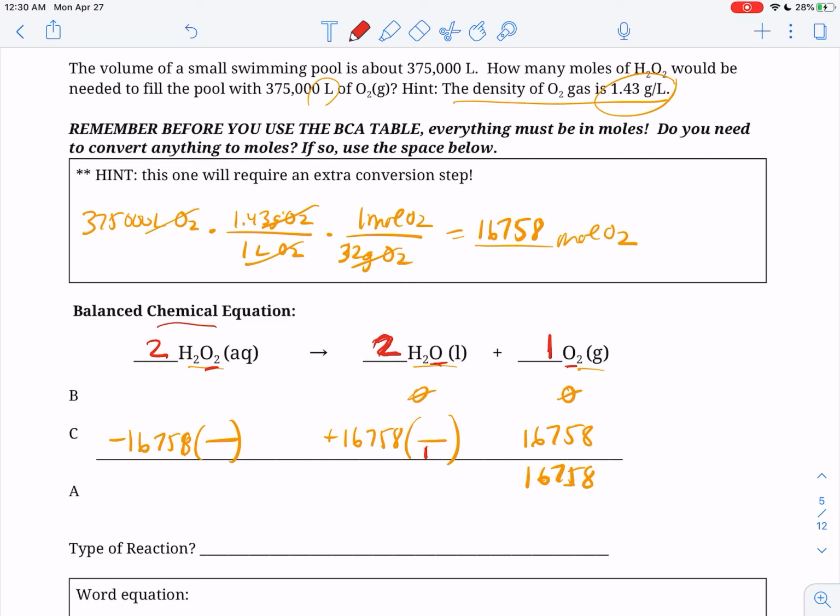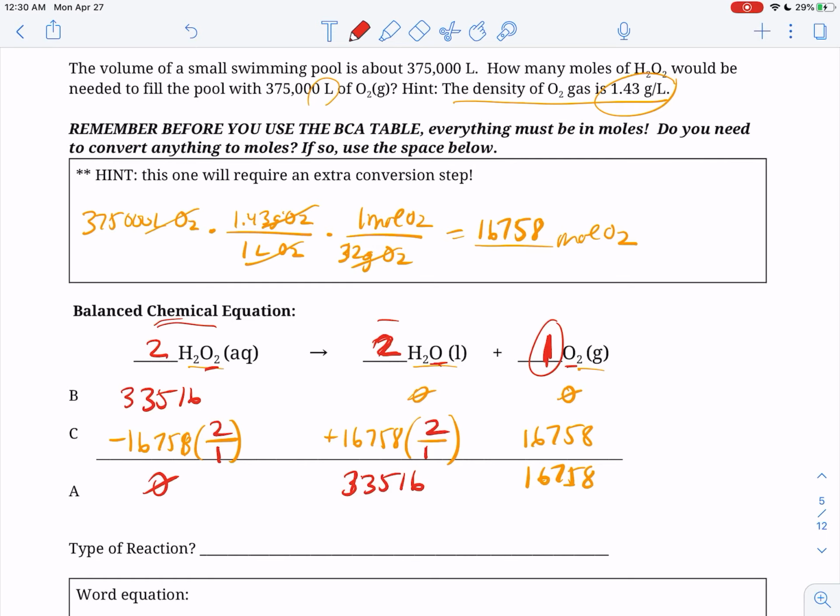All right, so back to my BCA table. My given was 1, so that's going to go on the bottom, okay? And then the coefficient on the top, right? Because a 2 to 2 to 1 ratio means if this 1 is my given, everybody else is going to need double the amount, okay? So 16,758 times 2, that's an awful lot. 33,516, okay, to be left with nothing. Okay, and then this one is going to be also 33,516 moles of water.